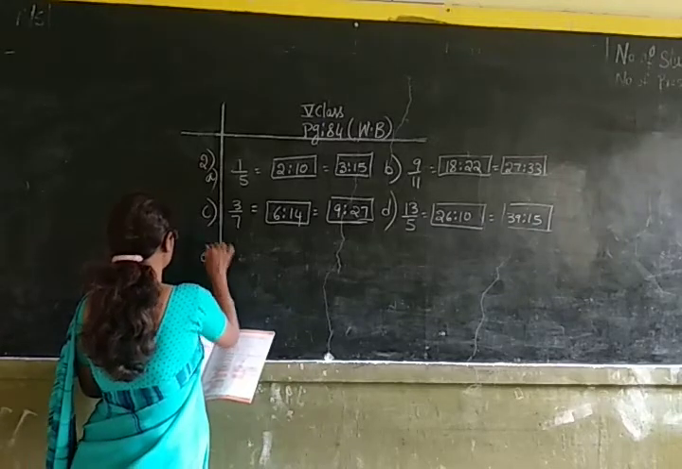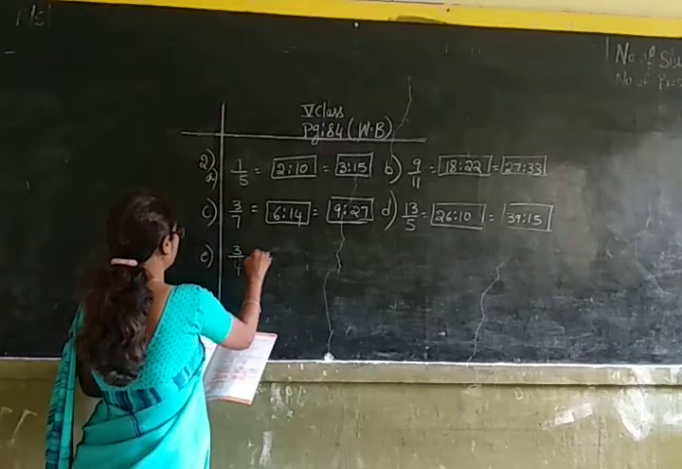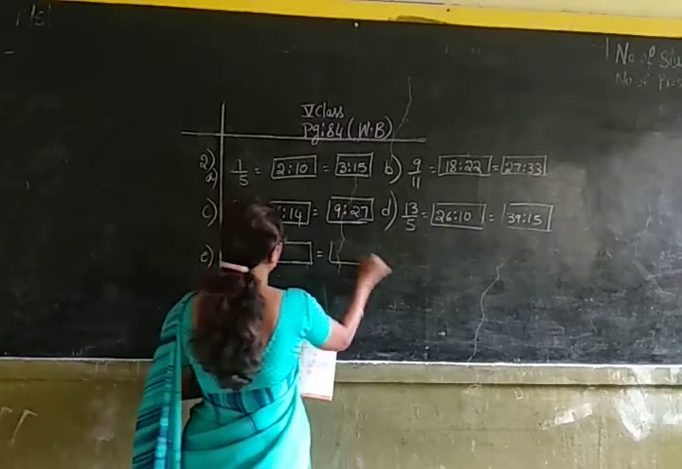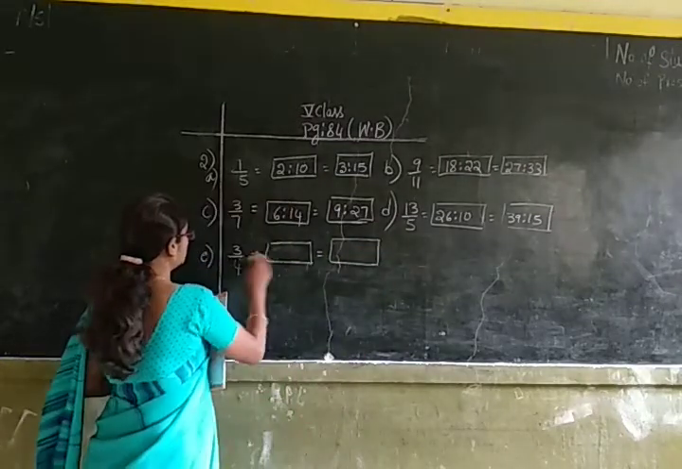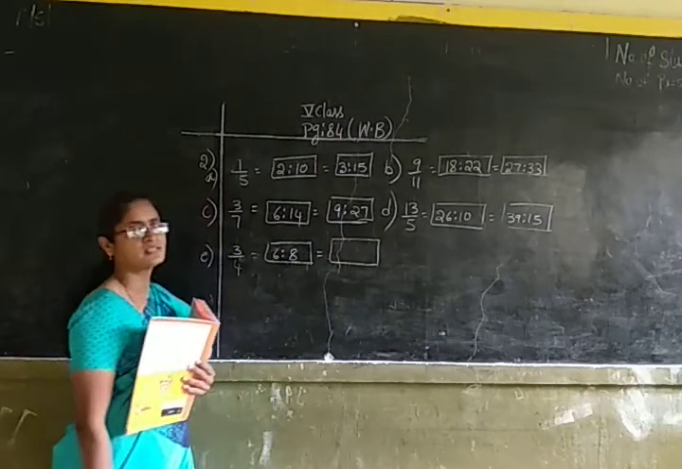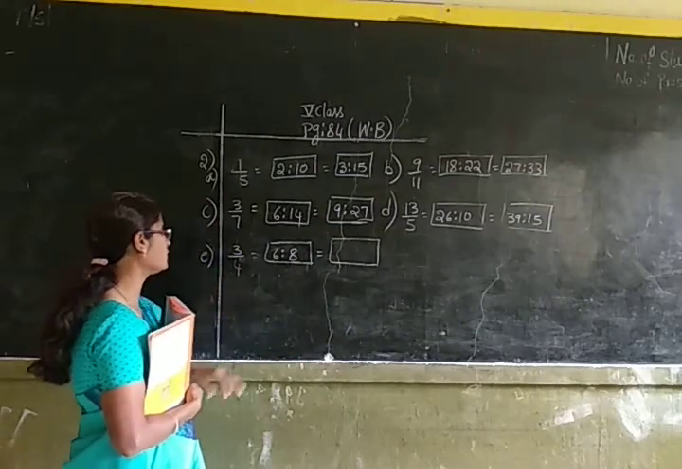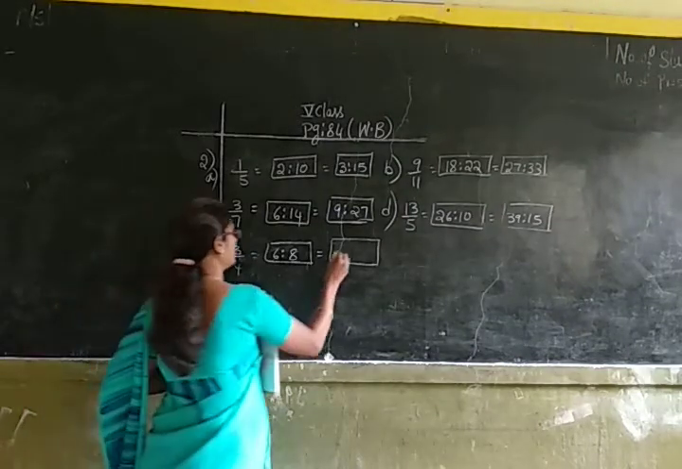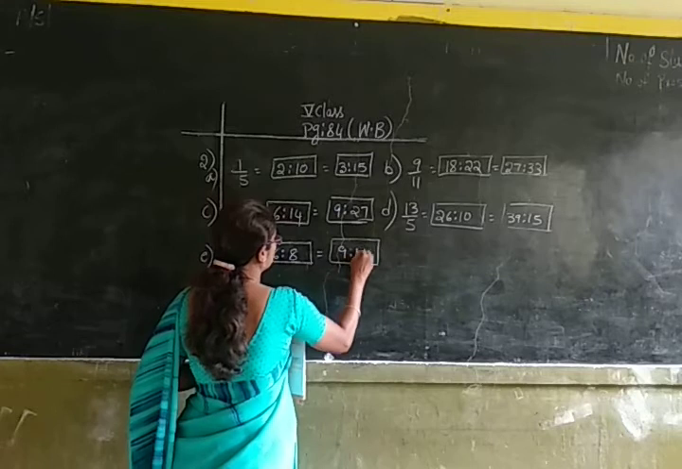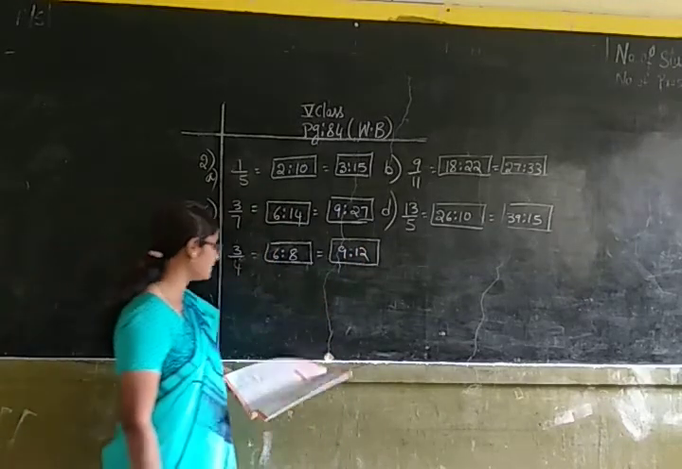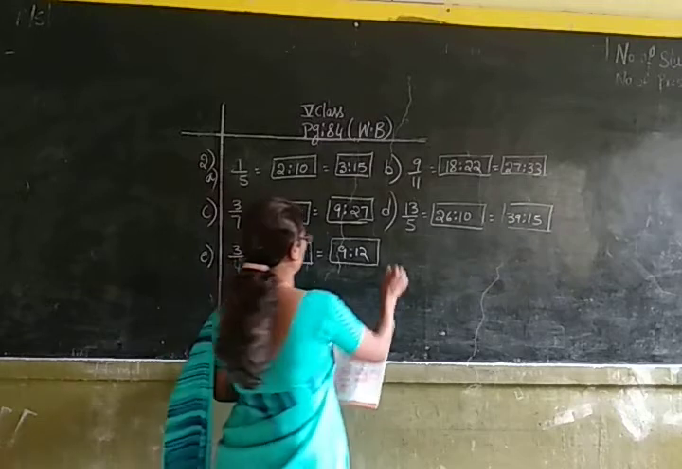Now let us do the next sum. Let us multiply 3 by 4 with 2 by 2 and 3 by 4 with 3 by 3. Okay children, 3 2s are 6, 4 2s are 8. 6 is to 8 is the equivalent ratio for 3 by 4. Now let us multiply it with 3 by 3. 3 3s are 9, 4 3s are 12. So 6 is to 8 and 9 is to 12 are equivalent ratios for 3 by 4.